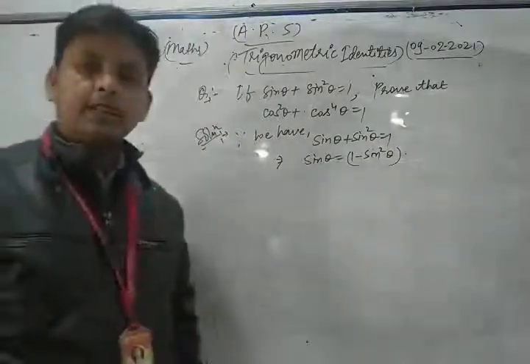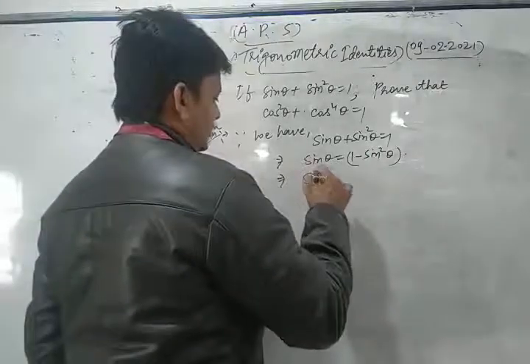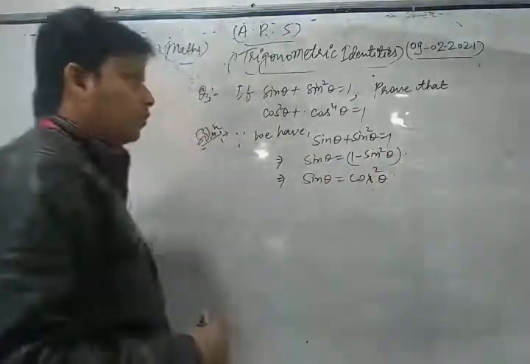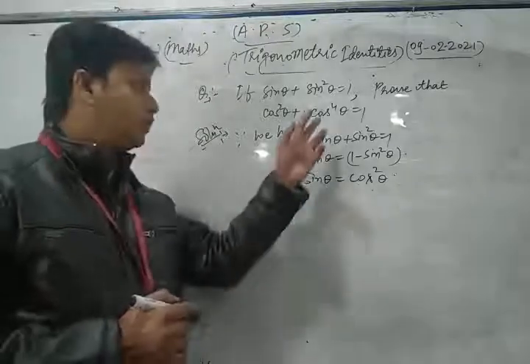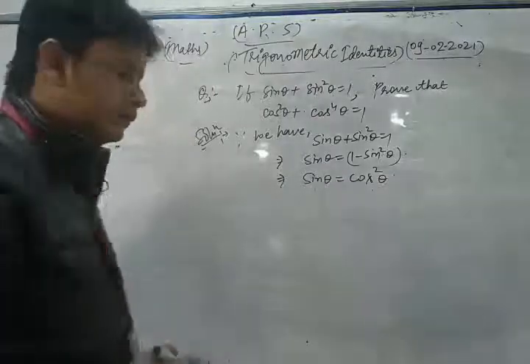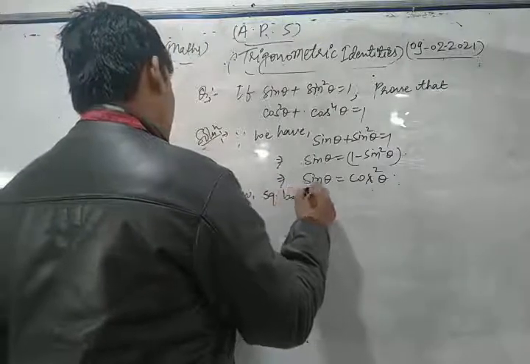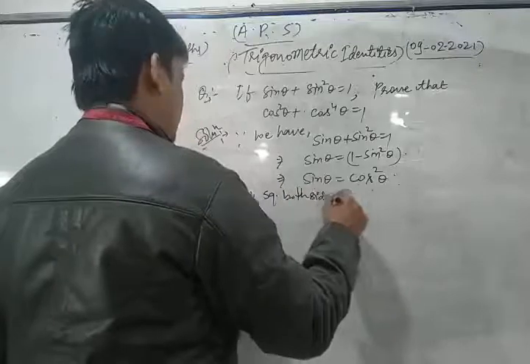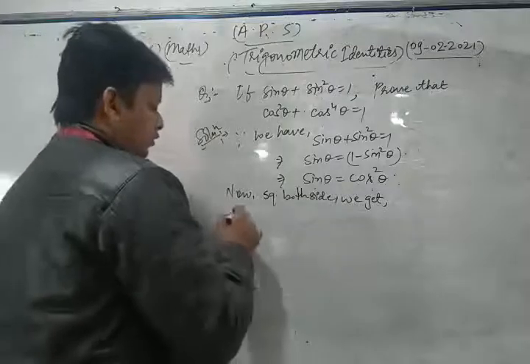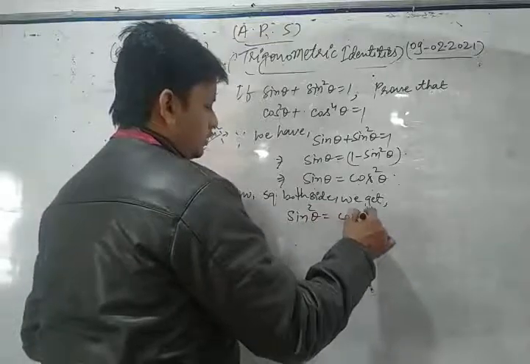Since we know that 1 minus sin square theta is equal to cos square theta, we write sin theta is equal to cos square theta. Now what do I do? Dear student, we convert all the values into cosine. Now squaring both sides, we get sin square theta is equal to cos to the power 4 theta.